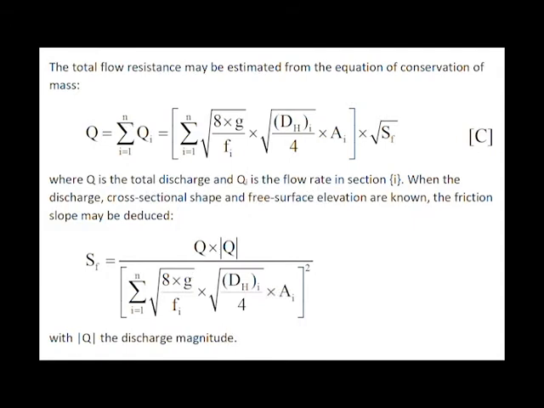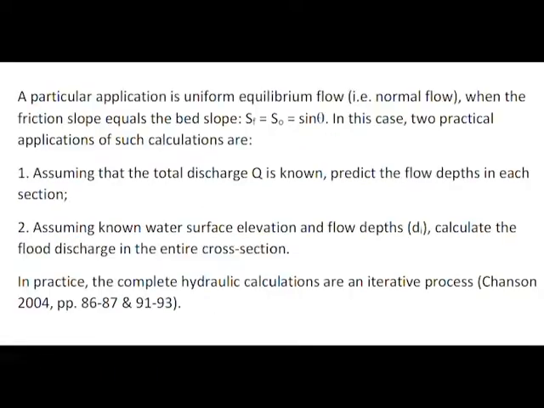The total flow resistance may be estimated using the equation of conservation of mass, stating that the total discharge is the sum of the discharge on each of the sections. When the discharge, cross-sectional shape, and free surface elevation are known, the friction slope then can be deduced theoretically. A particular application is uniform equilibrium flow, when the friction slope equals the bed slope.